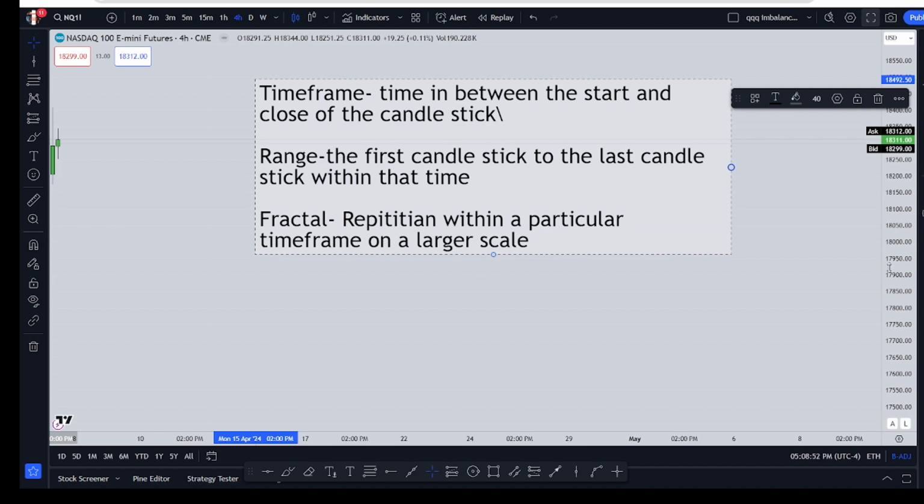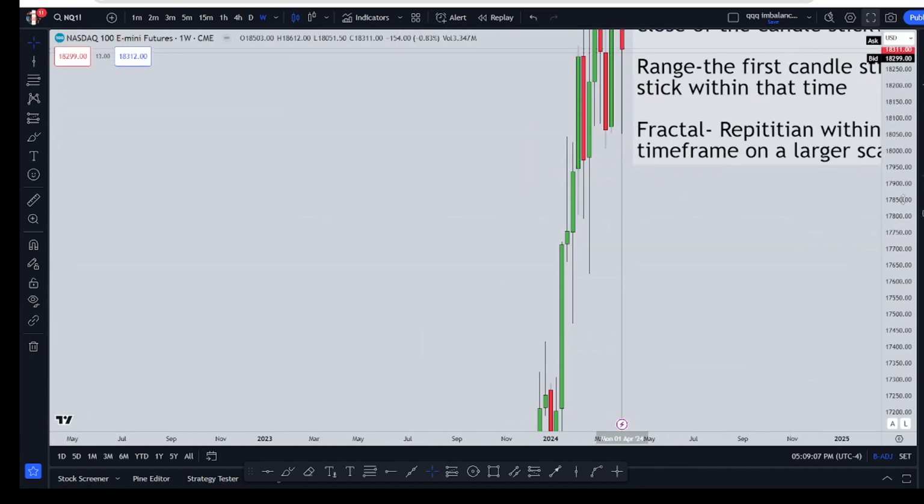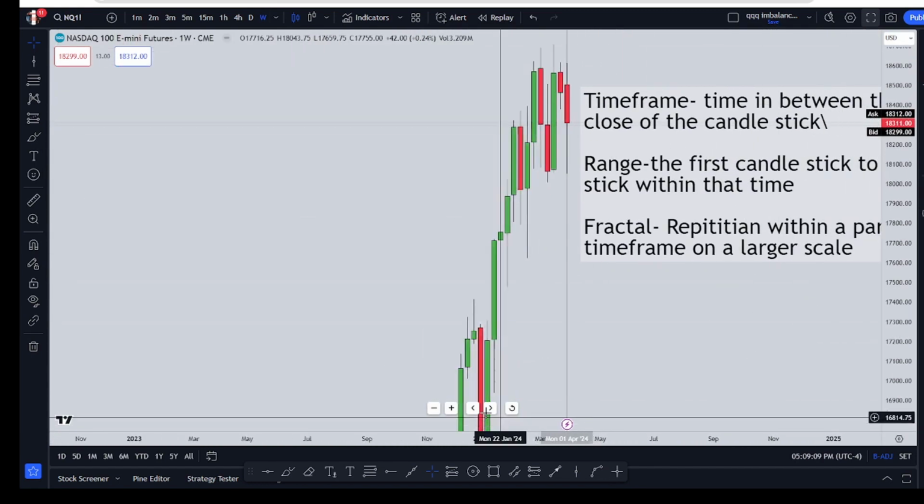So the third definition is fractal: repetition within a particular time frame on a larger scale. With that being said, remember how last video I pointed out what fair value gaps were, an indication of buyers and sellers within the market. So boom, we have a fair value gap right here.